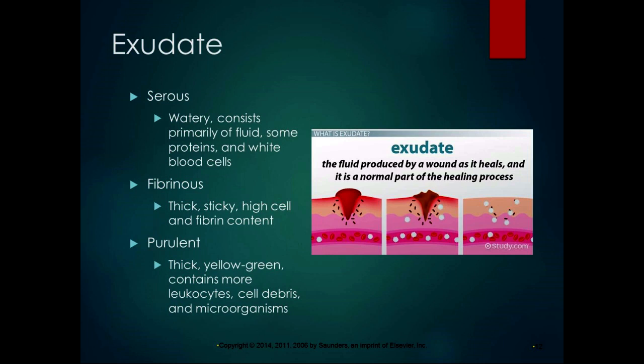Fibrinous exudate is thick, sticky, and has a high cell and fibrin content. That's when the clotting is starting to happen. Fibrin is the protein that helps in clotting, and that sticky exudate sounds like healing. We've got clotting. Purulent is thick and yellow-green. It contains more leukocytes, which are white blood cells, more cell debris, and microorganisms, because this is an infected wound.